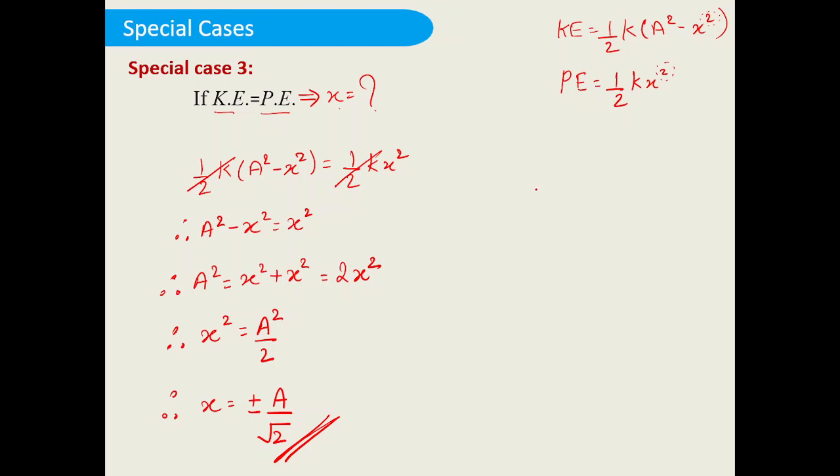Why plus or minus a? Because it will be on either side of the mean position. At x is equal to plus a divided by root 2, there will be one point. At this point, potential energy will be equal to kinetic energy. On this side also, there will be one point, x is equal to minus a divided by root 2. At this point, the potential energy will be equal to kinetic energy. Okay, we will see the diagram after these cases.